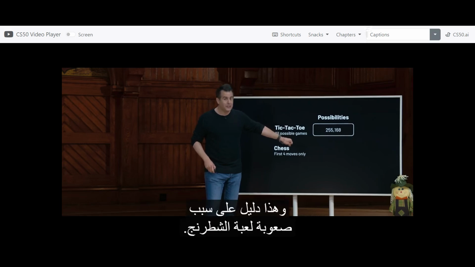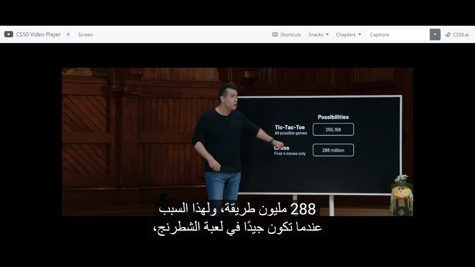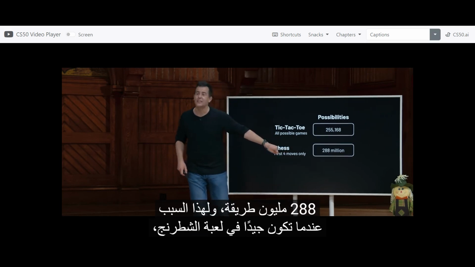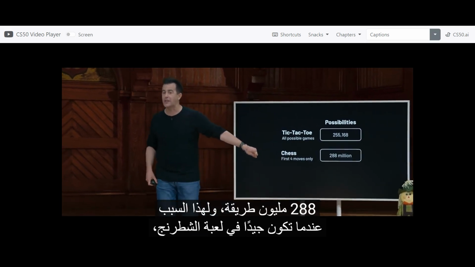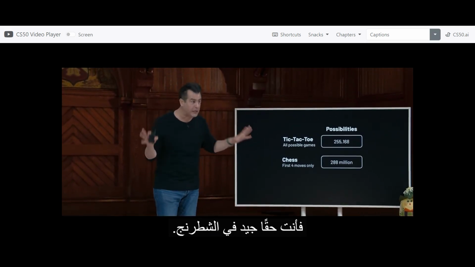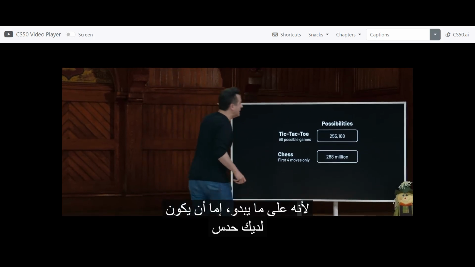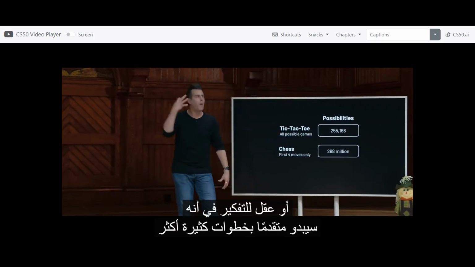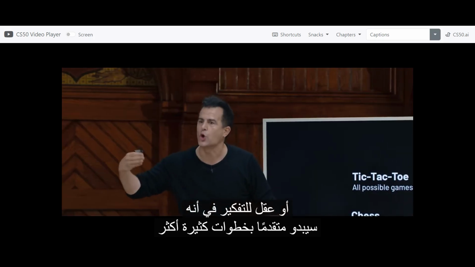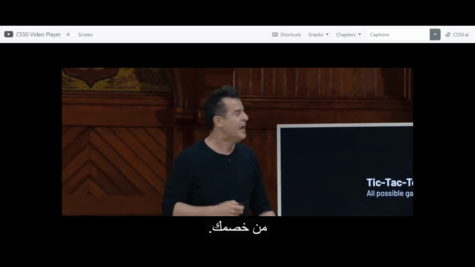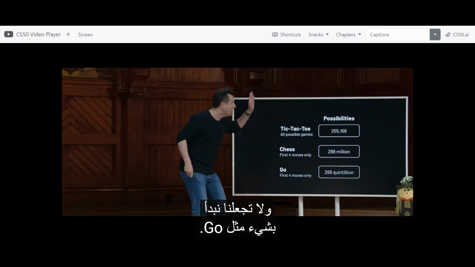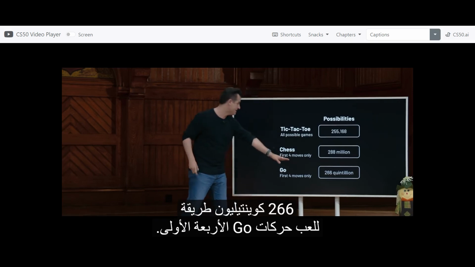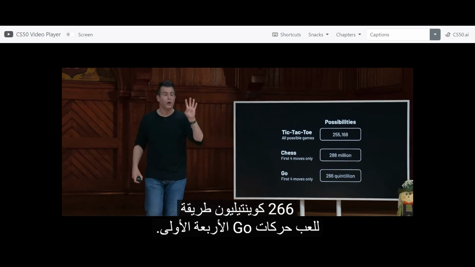This is evidence as to why chess is apparently so hard. 288 million ways, which is why when you are really good at chess, you are really good at chess, because apparently you either have an intuition for or a mind for thinking so many more steps ahead than your opponent. And don't get us started on something like Go. 266 quintillion ways to play Go's first 4 moves.